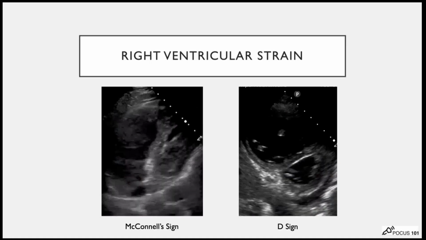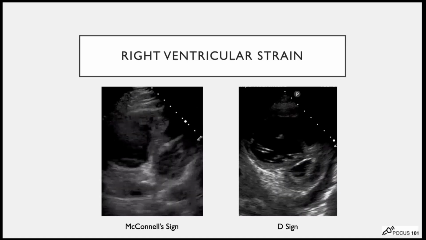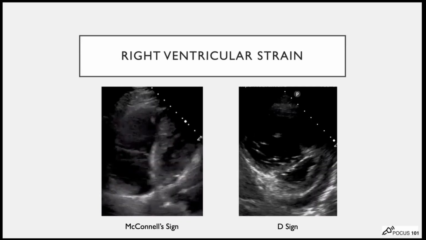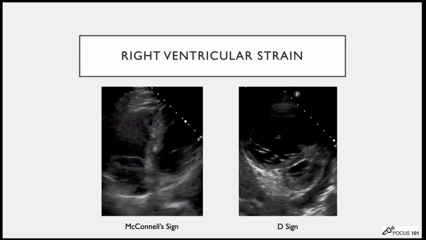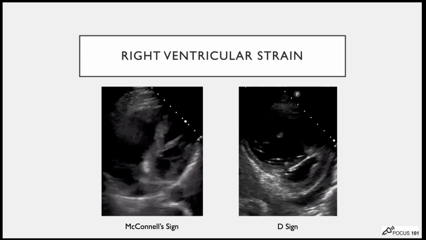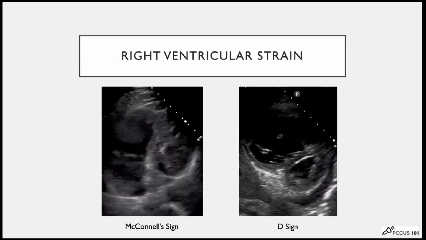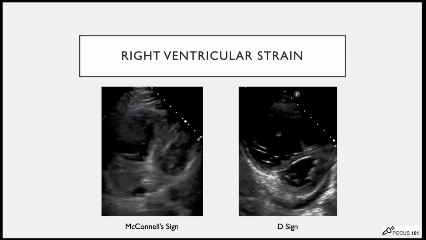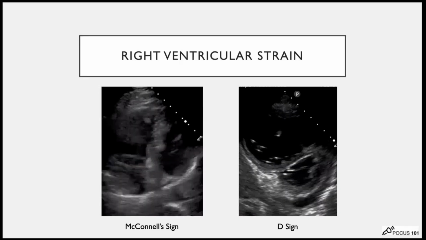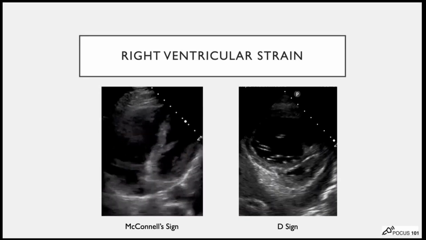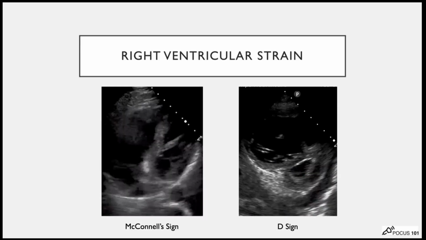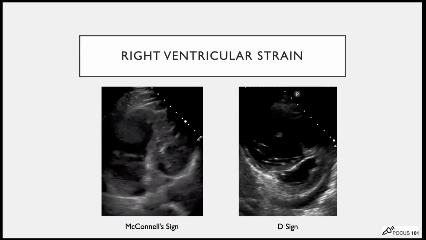Here on the left, you can see something called McConnell's sign. This occurs when there's coexistence of akinesia of the mid-free right ventricular wall with preserved apical contractility. So you can see at the apex where it's contracting vigorously compared to the rest of the right ventricle.